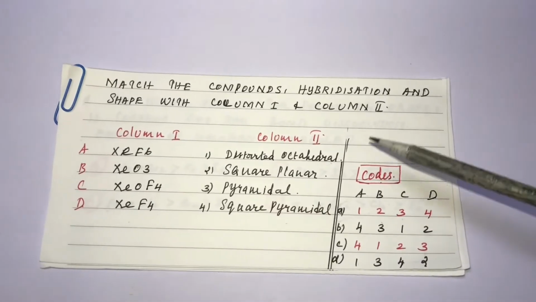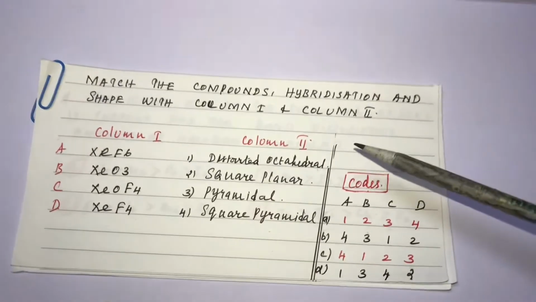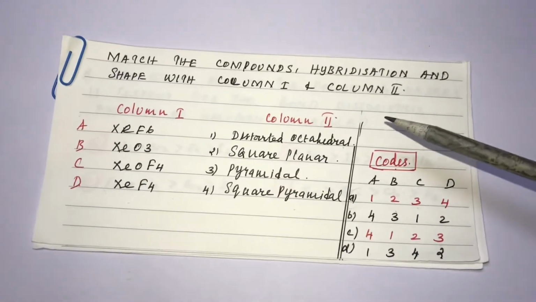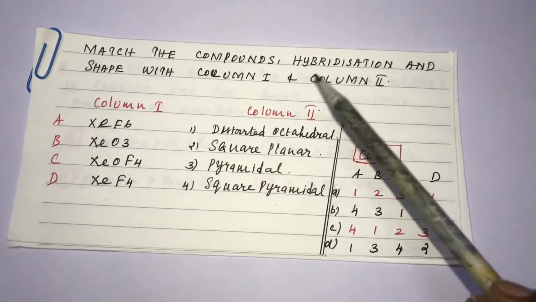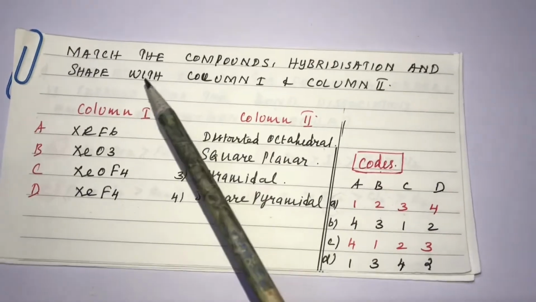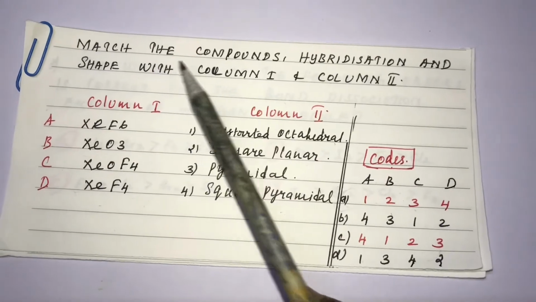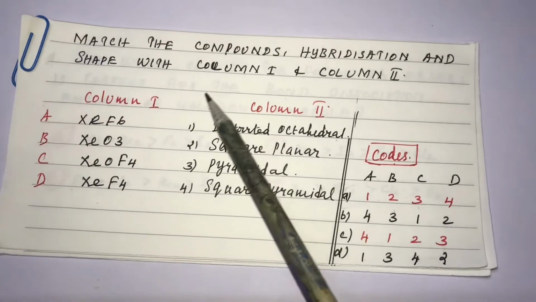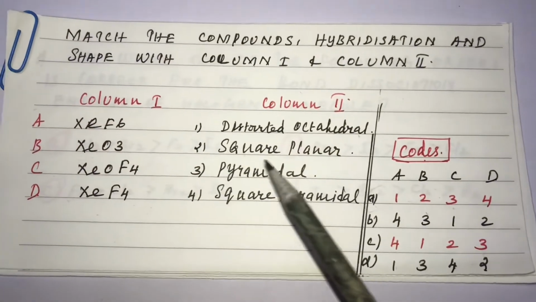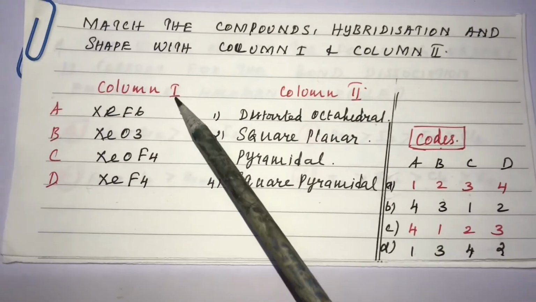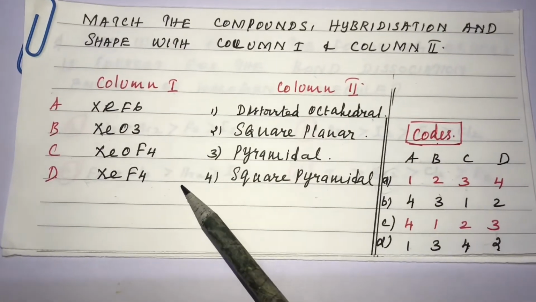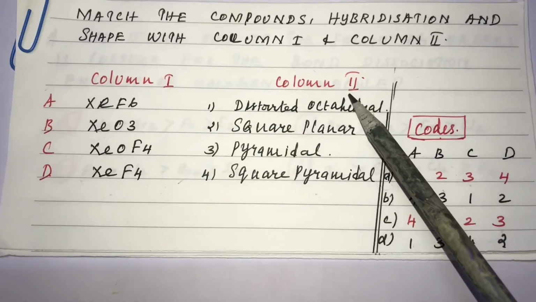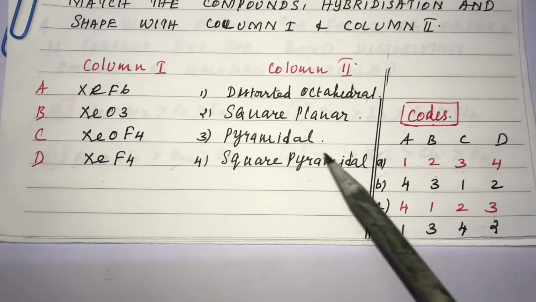In this video, we are going to see some of the NEET questions asked in previous years. So, the topic is P block elements. The question is to match the compounds, hybridization and shape, with column 1 and column 2. Here in column 1, the name of the compound is given. In column 2, the shape of the molecules are given.